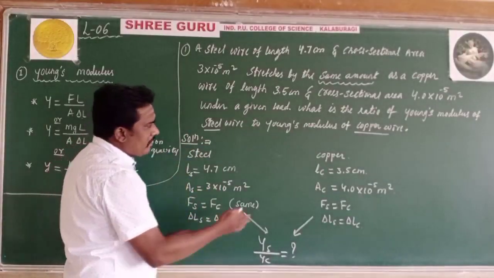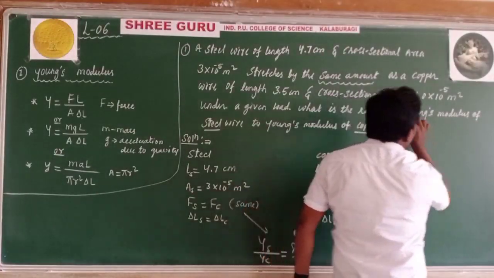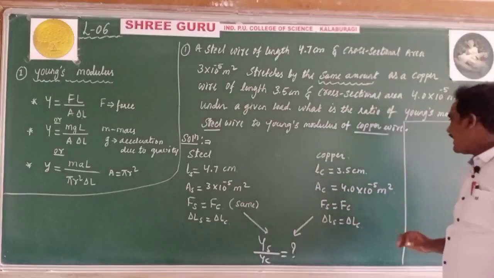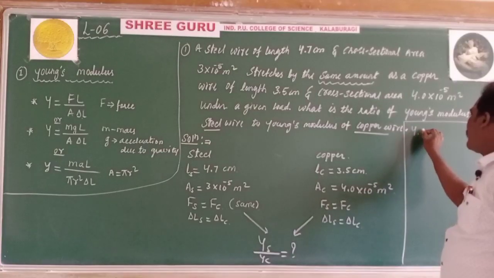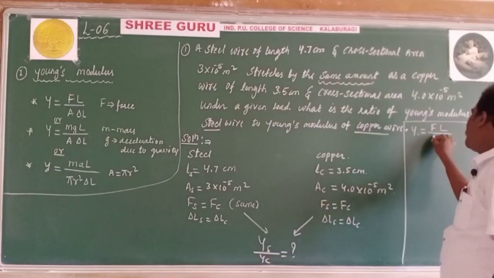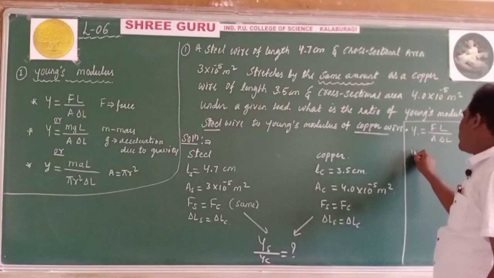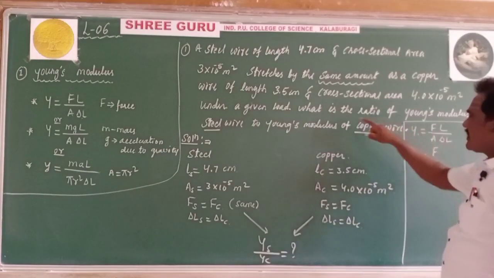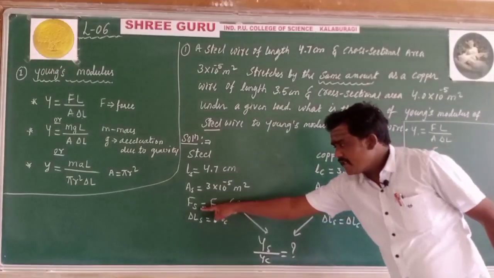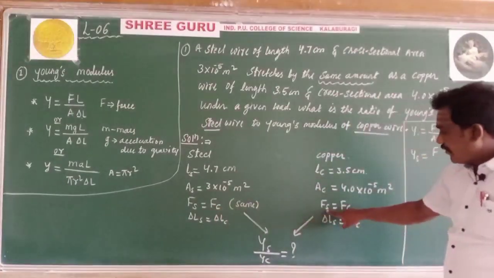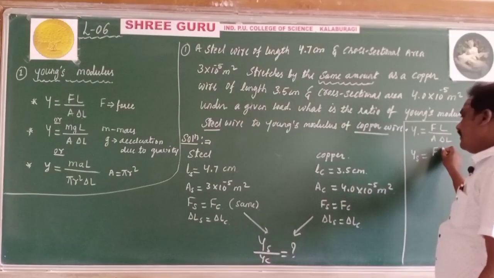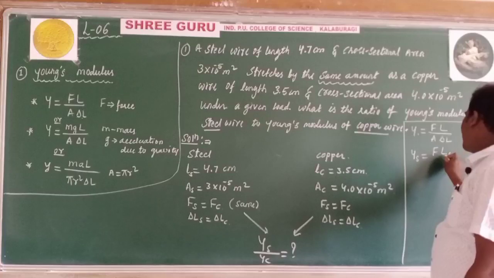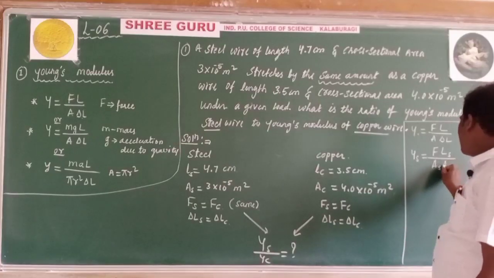You can make it separately, or you can take both formulas in the same manner. Let us do it the same manner only. What is the Young's modulus formula? Y is equal to FL by A into delta L. For steel, YS is equal to, force is same. Why? Because the force applied on the steel rod and the force applied on the copper rod are same. Just to mention as it is, F, L, L means LS, A is also different, AS, and delta L is same.